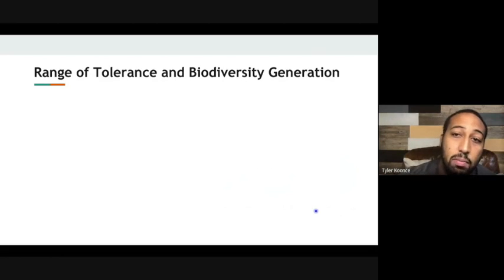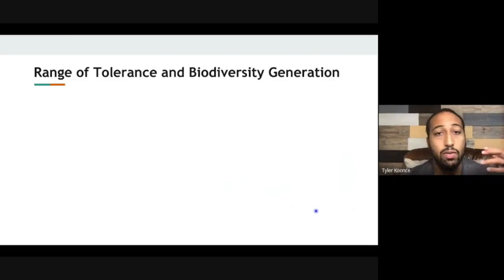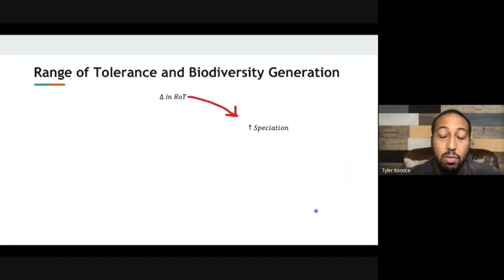So, range of tolerance and biodiversity generation. Range of tolerance and biodiversity kind of go hand in hand. It's kind of a cyclical loop. So if you have a change in your range of tolerance, or ROT, eventually that is going to lead to speciation. So some new species is going to arise because of essentially this pressure from the environment. And since the speciation arises, you're going to get a rise in biodiversity. A new species is going to add, obviously, more biodiversity to an area.